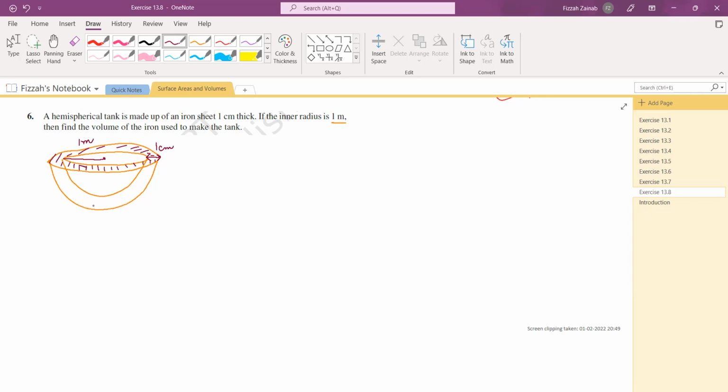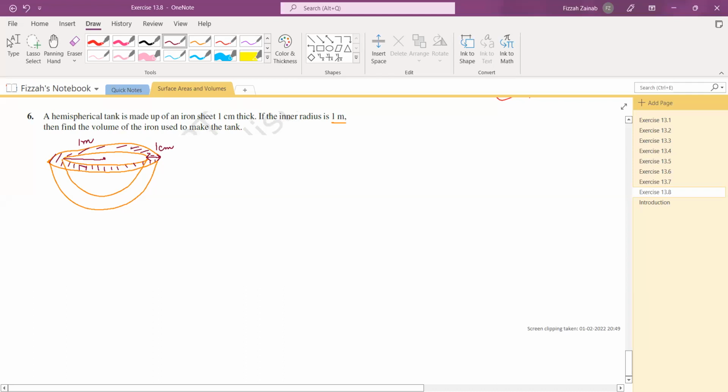Yes, ma'am, first we will find the volume of the outer wall. And ma'am, then we will find the volume of the inner bowl, and then we will subtract the. Exactly. Yes, Miraj, is this point clear?